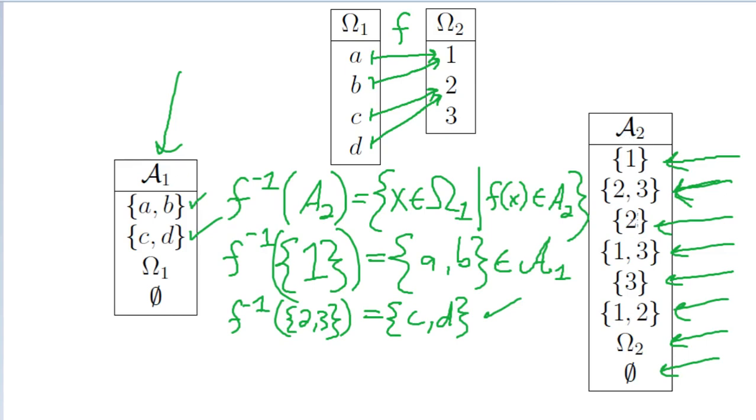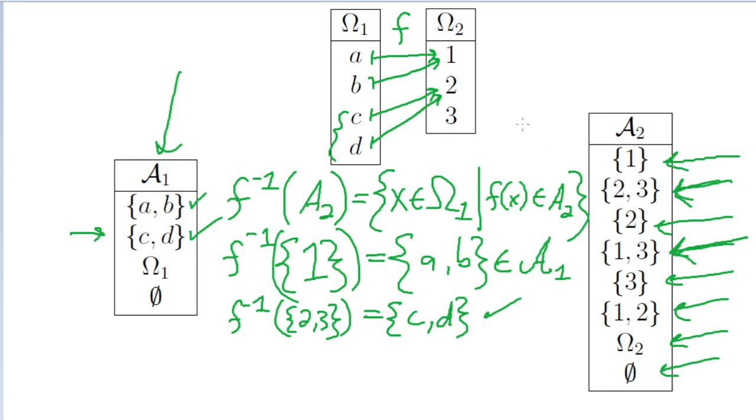Let's do this a little bit more quickly now. What gets sent to 2? Well, the only ones that get sent to 2 are C and D, right? And we already saw that that's in the set, so that'll work. And the next one we need to check is 1 and 3. So what gets sent to 1 and 3?